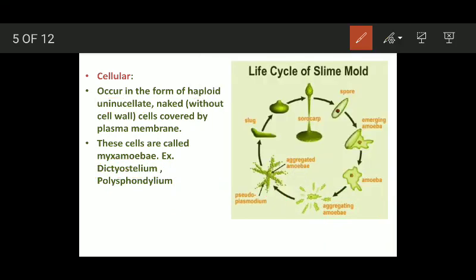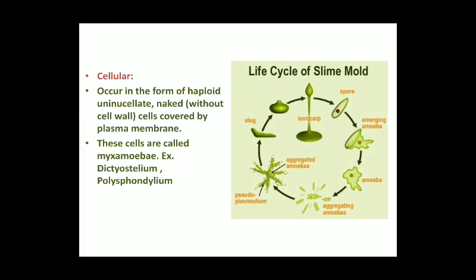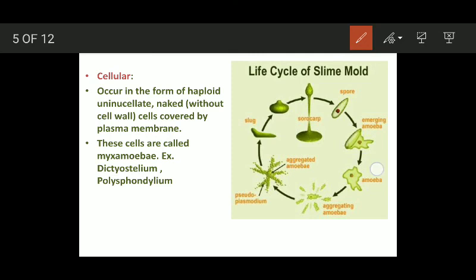Now we will briefly explain it once again. The cellular slime molds occur in the form of haploid, uninucleate, naked cells covered by plasma membrane only. This one. These cells are known as myxamoebae. A large number of myxamoebae which are present in the same environment aggregate and form pseudoplasmodium. And this pseudoplasmodium assumes the shape of a slug.